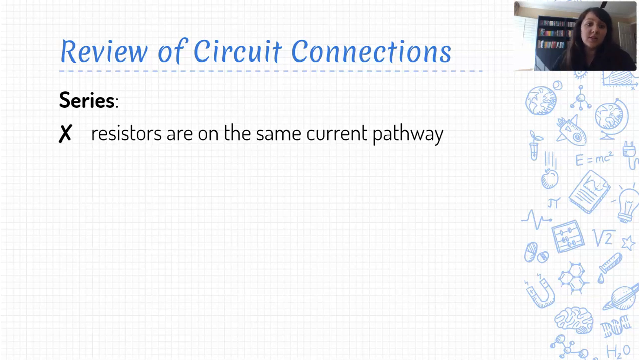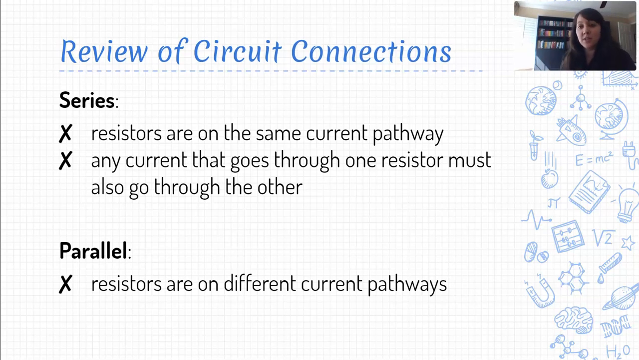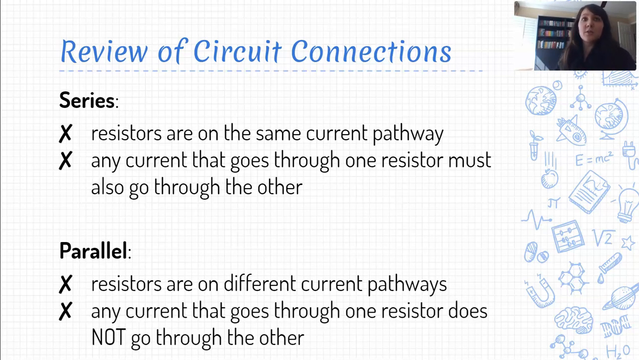One is series. And resistors that are in series with each other are on the same current pathway, which basically means that any current that goes through one resistor has to also go through the other resistor as well. They share the exact same current, and there's no mismatch in their current at all. The other possible type of connection that we can see is parallel connections between resistors. And resistors in parallel are on different pathways, which means ultimately that current either goes through one resistor or the other one, but never both of them, one after the other, right?